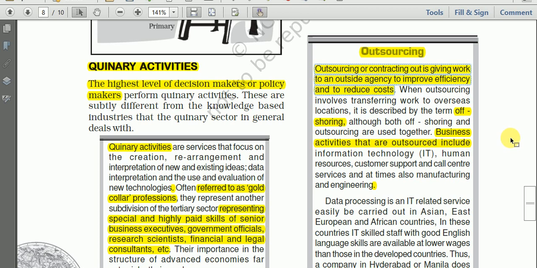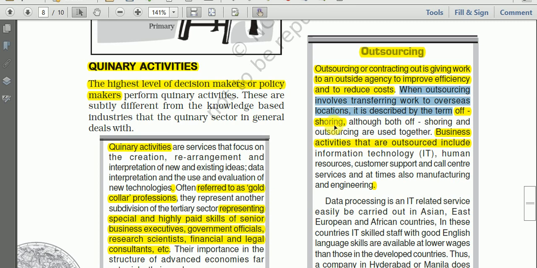And if we outsource across the seas, we call it offshoring. When outsourcing involves transferring work overseas, that is, giving a contract to an overseas location, it is described by the term offshoring. When we give a contract across the seas, we call it offshoring.